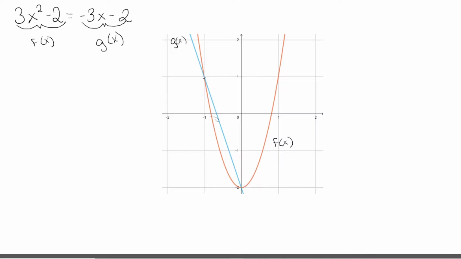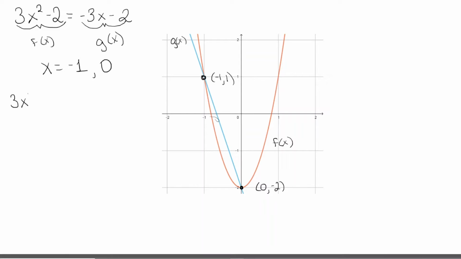And we can see they intersect at 2 points. They intersect at the point negative 1, 1, and at the point 0, negative 2. So the solution to this equation is negative 1 and 0.